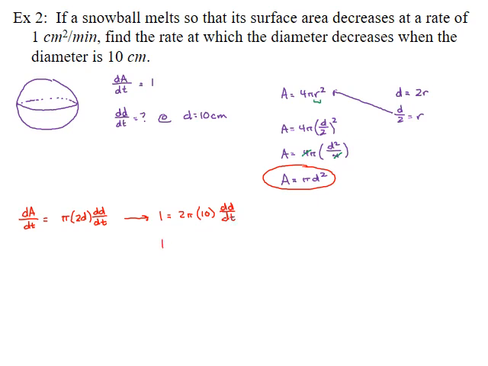All right, from here it's just algebra. So this is negative 1 equals 20 pi times dd dt. And if you divide both sides by that 20 pi, you can say that the rate that the diameter is changing is negative 1 over 20 pi. That is your answer to this problem.